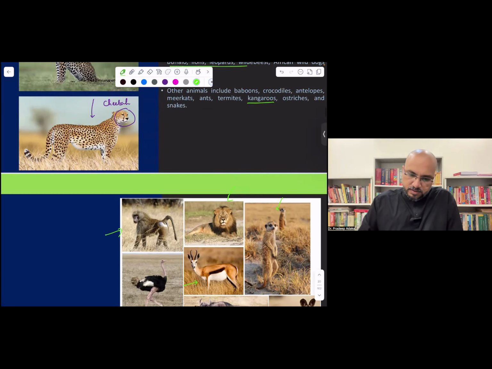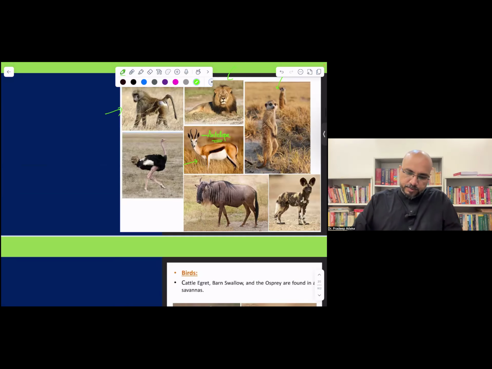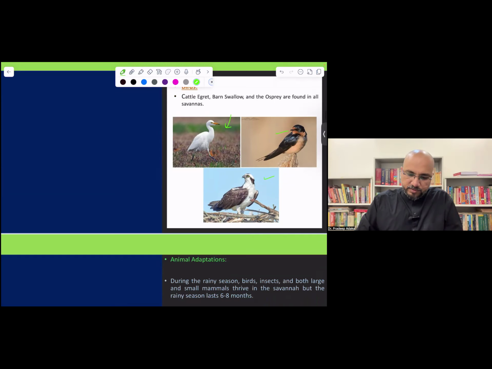Okay. So antelope, not deer, sorry, antelope. Antelopes belong to Bovidae. So they are not deer, sorry. Antelopes are ruminants. They belong to the cattle group. Yeah, almost done. Sorry. Birds: you have cattle egret, sparrow, and osprey. They are commonly found.